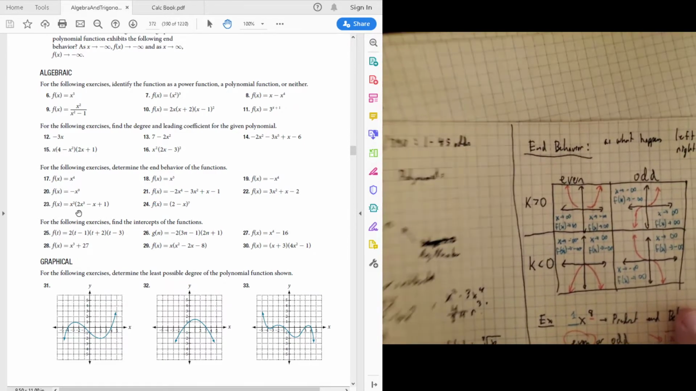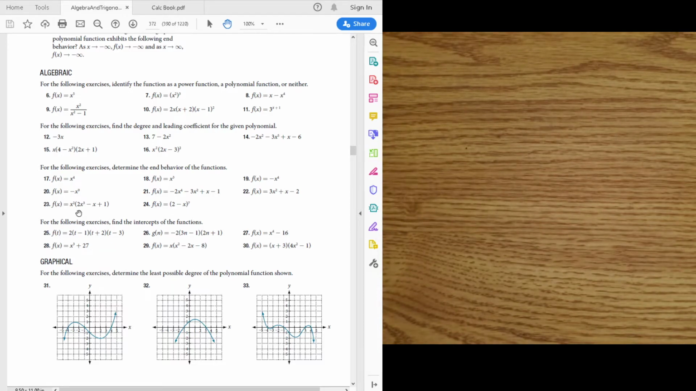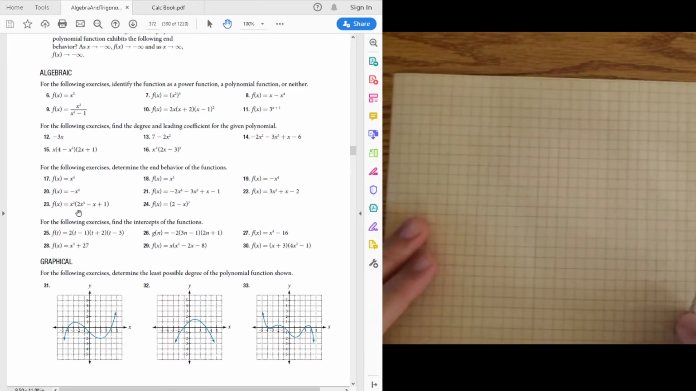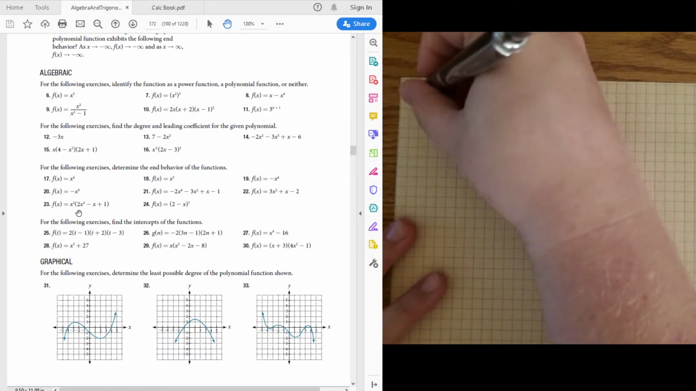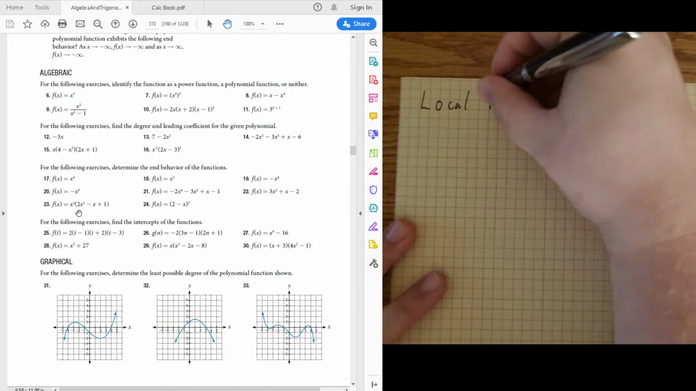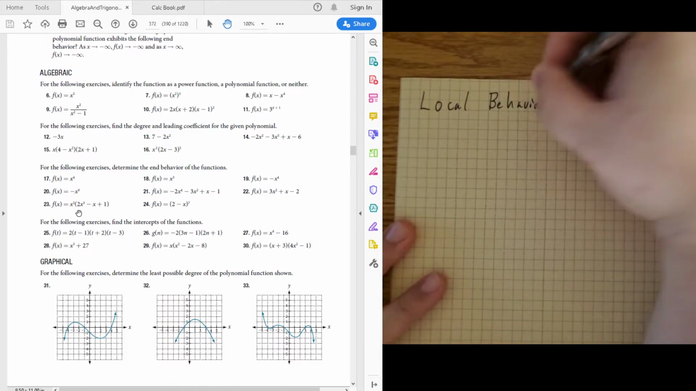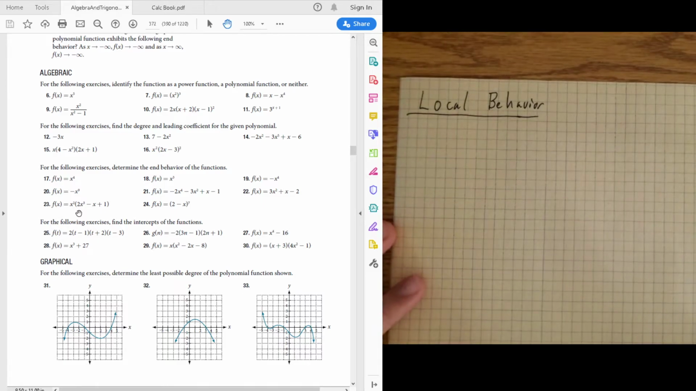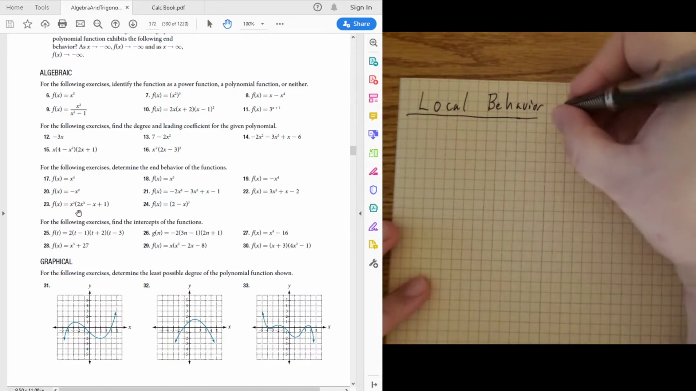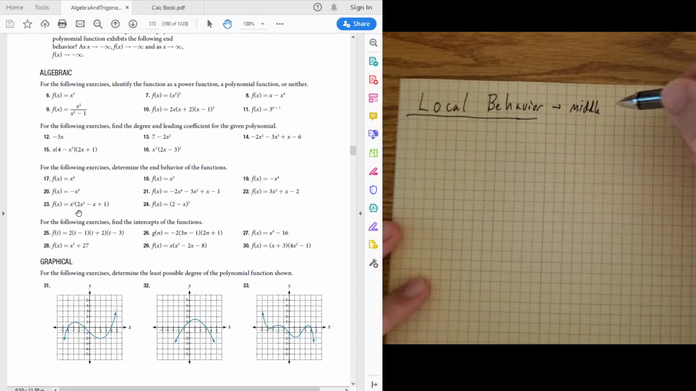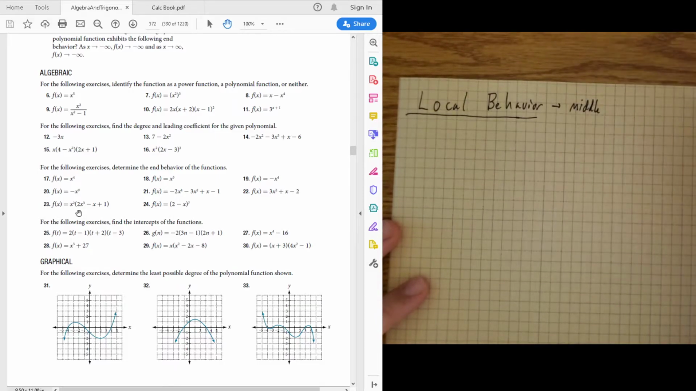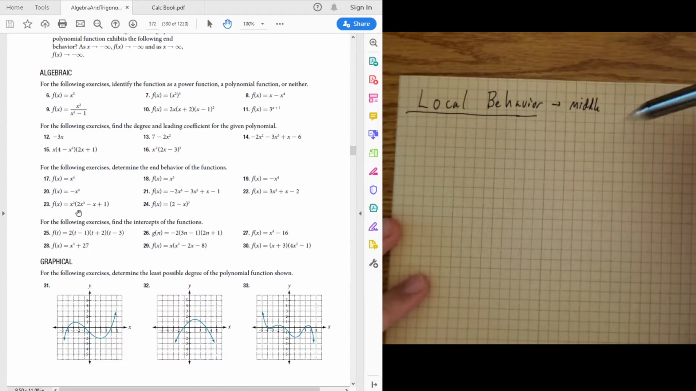All right. Next. So we're more than halfway done now. Next part is to ask questions about things like intercepts. And all these are going to be looped under a big category called local behavior. Now, what's local behavior? Local usually means what's happening in the middle. So end behavior tells you what's happening all the way to the left and what's happening all the way to the right. Local behavior is what's happening kind of in the middle.